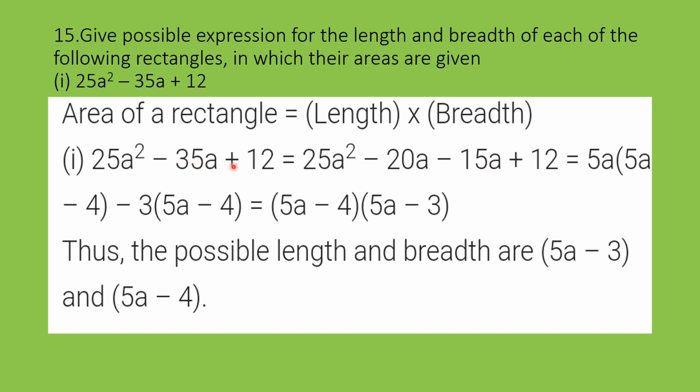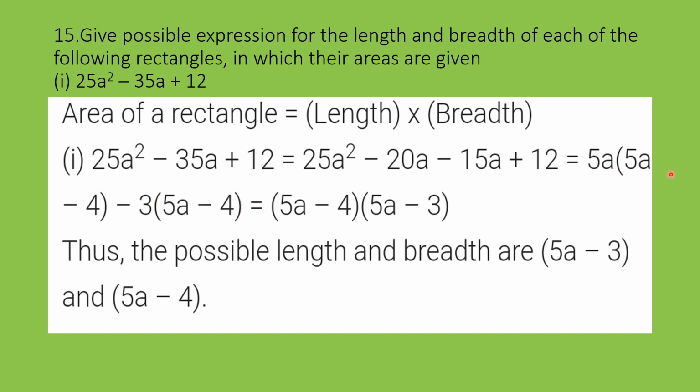So you can rewrite the given quadratic polynomial as 25a square minus 20a minus 15a plus 12. Now from the first two terms you take the common factor outside, that is 5a is the common factor in both the terms. So you have 5a multiplied by 5a minus 4. From the last two terms, that is minus 15a plus 12, minus 3 is the common factor. So you take minus 3 multiplied by 5a minus 4.